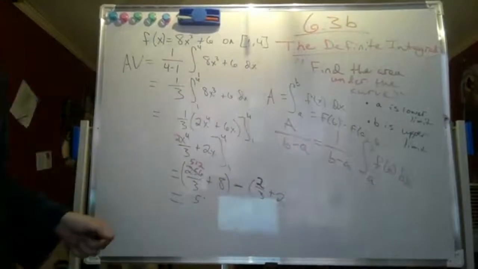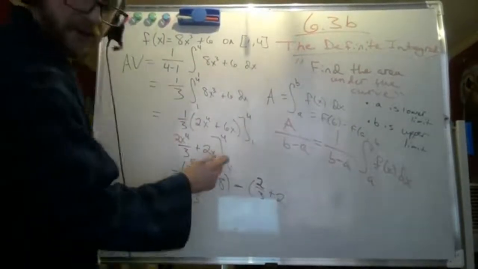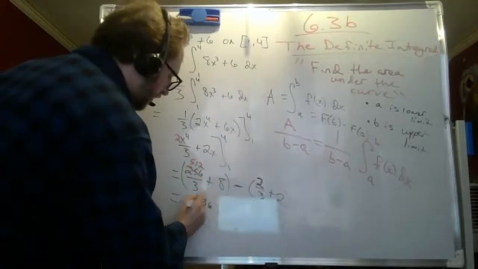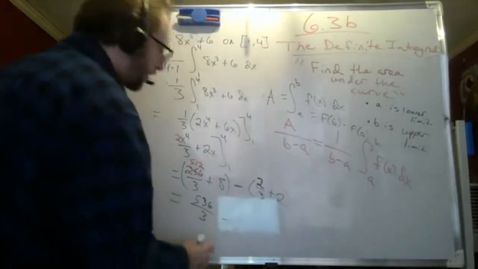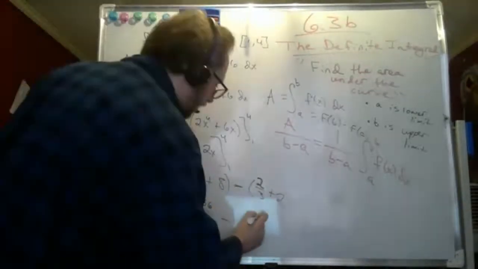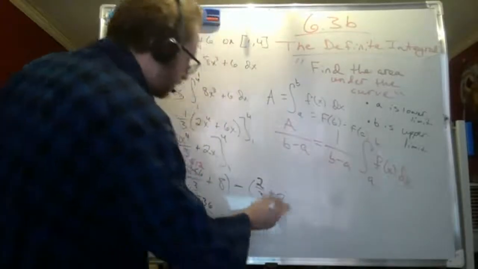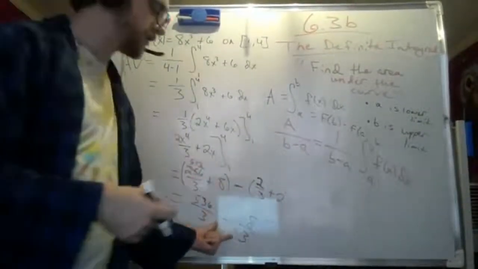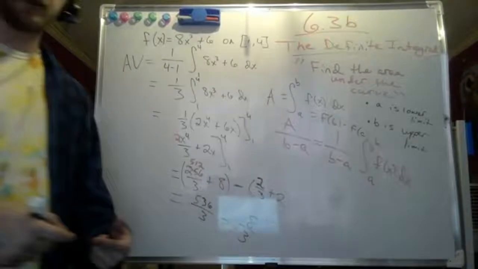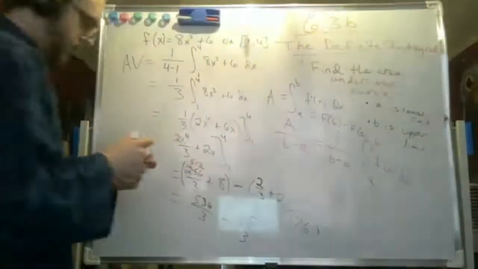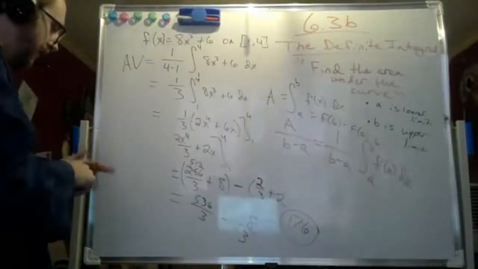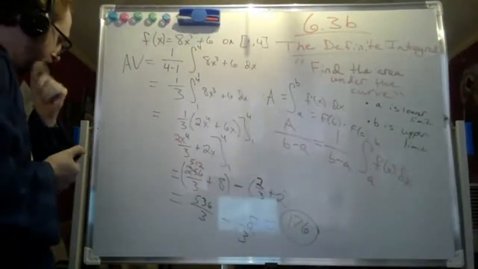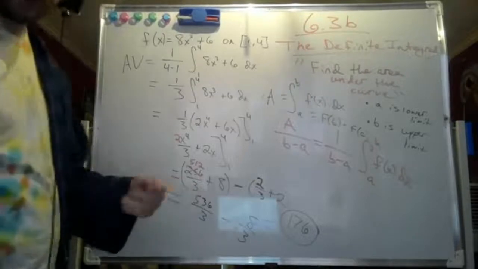It's saved. So we have 536 divided by 3 for the upper limit, and for the lower limit, we're going to have minus 8/3. When you subtract these two fractions and you clean it up and divide by 3, it actually comes out quite nicely to 176. So there you go. There's your final answer. And there you have it.